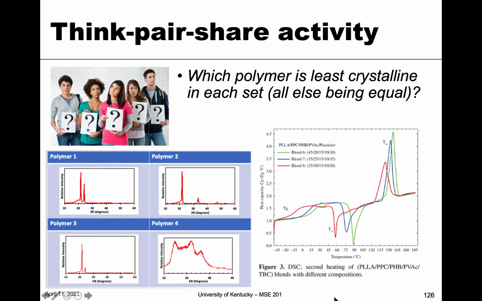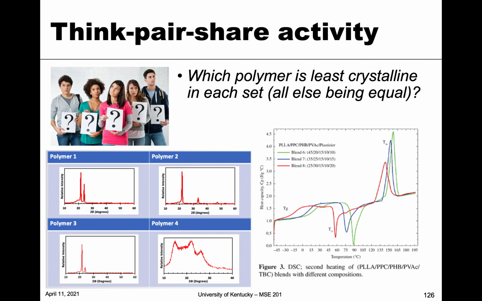So what I want you to do in each set is determine which is least crystalline in both of these sets. So of these four, which is least crystalline? Of these four, which is least crystalline? So answer those if there's a quiz, and then if not, just do that on paper, and then come back and we will take a look.